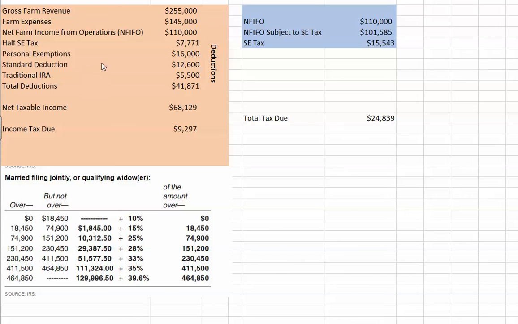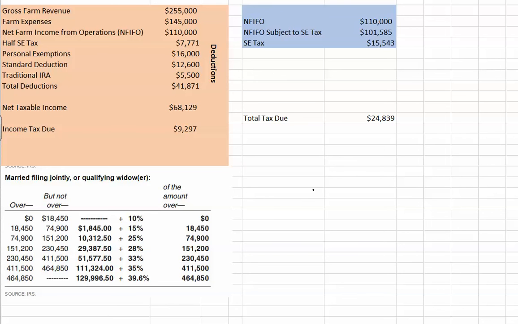Let's just suppose that we had a farm with gross farm revenue of $255,000 and farm expenses of $145,000. When we say gross revenue, we simply mean the sales from the farm. If you take revenue minus expenses, you get something called net farm income from operations, and we abbreviate it NFIFO. Please remember that because you will use that in other ag business courses. So you take the 255, subtract 145, and you get $110,000 of net farm income from operations.